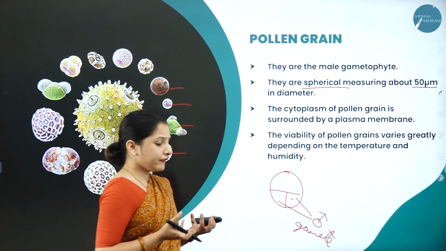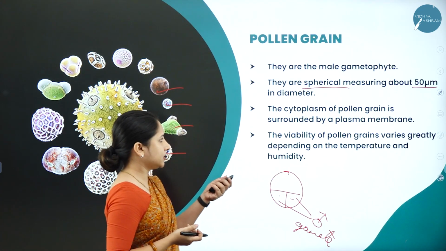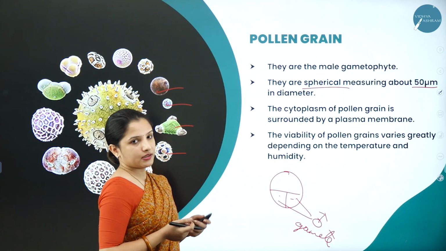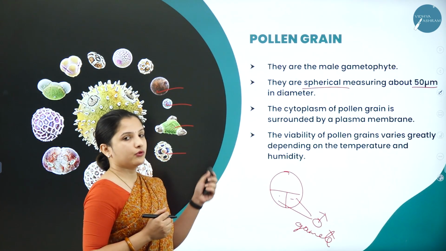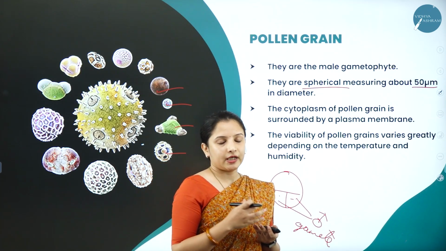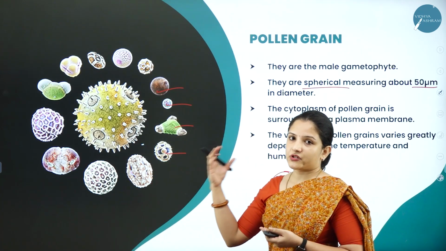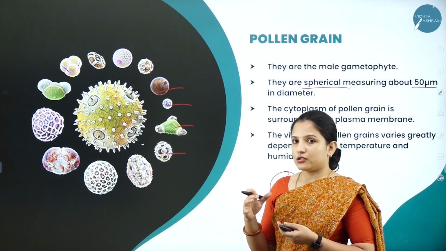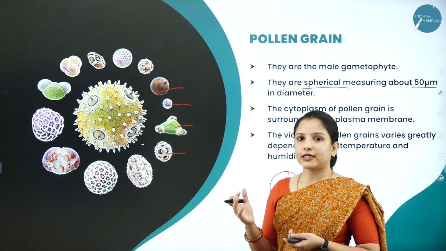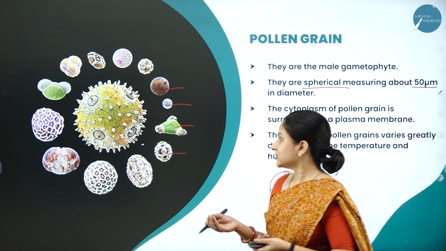And when you see the cytoplasm of the pollen grain, it is surrounded by the plasma membrane. So inside the pollen grain, you have the cytoplasm. In the cytoplasm, you have the vegetative cell and the 2 generative cells, or you can call them the male gametes.